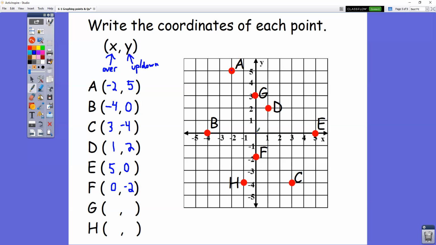G. Starting in the middle, we're going over 0, but then we're going up to 3. So this is 0, 3. H. H is right here. Go over to -1, down to -4.